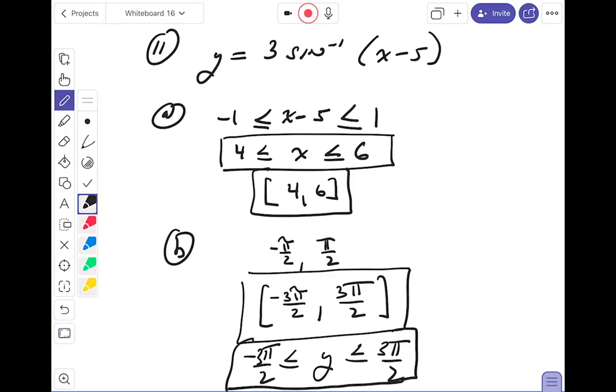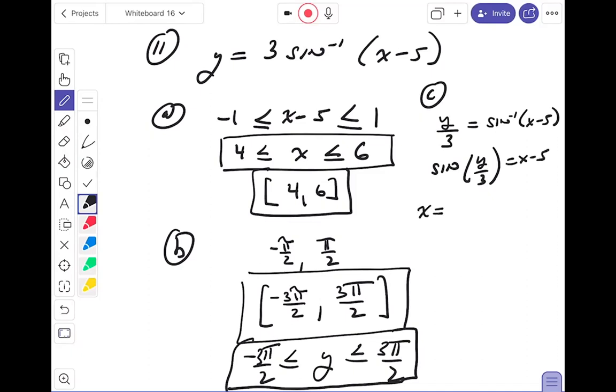Okay. And what's C? C says solve for x in terms of y. Well, the first thing I would do is divide both sides by 3. I would get y over 3 equals the arc sine of x minus 5. I'm trying to solve for x, by the way. I'll take the sine of both sides. Sine of y over 3 equals x minus 5. And I can solve for x now. What's that going to be? It's 5 plus sine of y over 3. Put a box around this.